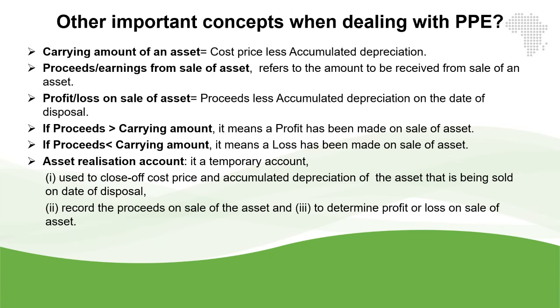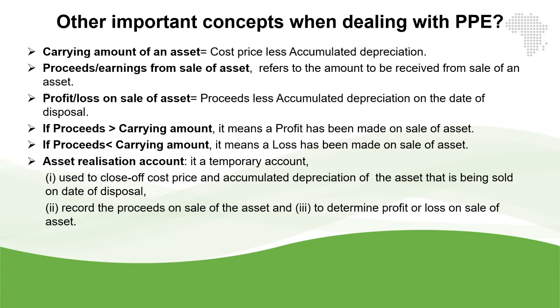So here we're saying how to calculate the carrying amount. You just say cost price less the accumulated depreciation. That's how you calculate the carrying amount of an asset. When we start dealing with the disposal, the selling of property, plant and equipment, you will see that there will be proceeds from the sale of an asset. When you talk about the term proceeds, or earnings from the sale of an asset, we're talking about the amount to be received from the sale of an asset.